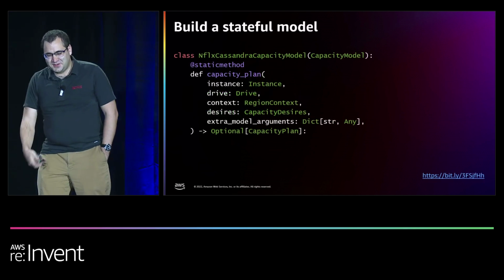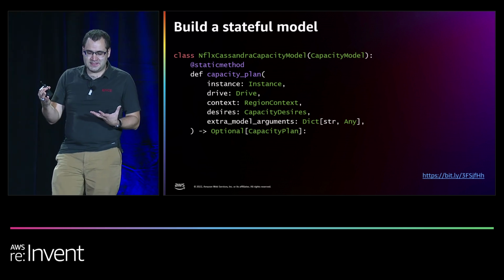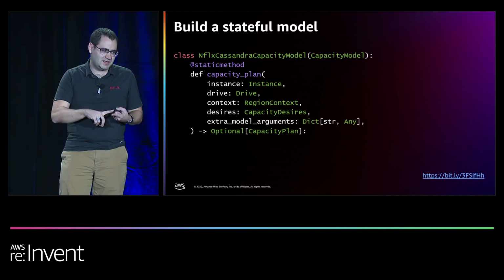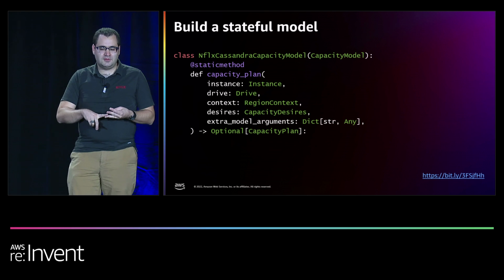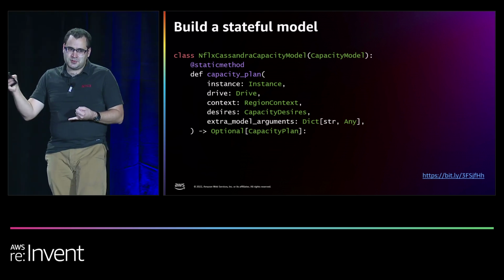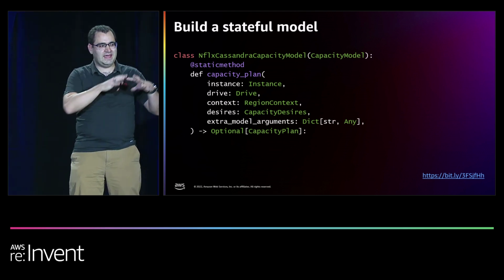All right, so let's dive in. Let's build a stateful model. A stateful model looks like this. This is the Cassandra capacity model, and it takes 5 concrete inputs. It takes a specific type of computer, so a particular instance type, a particular cloud drive, a regional context, like how many zones there are, the user desire, and then extra model arguments, which is kind of a backdoor where people put things for desires that we can't standardize.